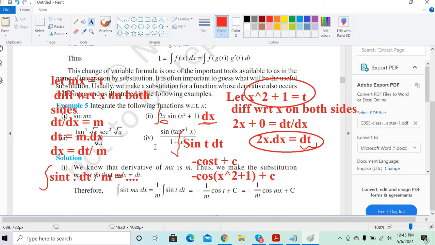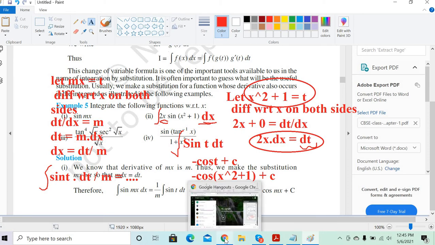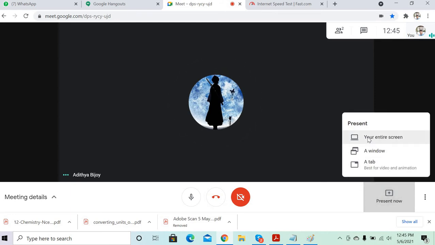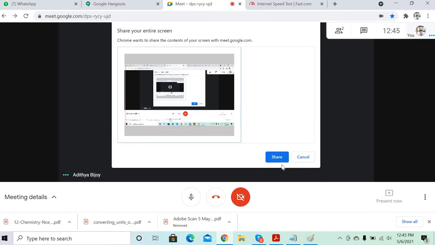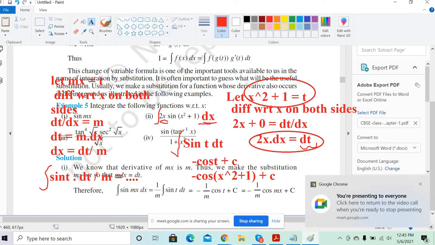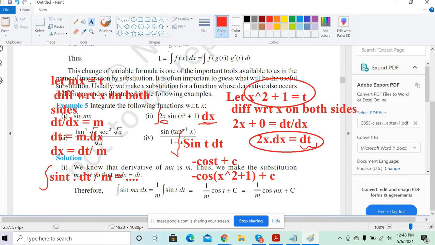Yeah, Vijay. In this one, integration of sin mx dx, why does it become 1 by m integration of sin t dt? Okay, no problem. Good question. Let's try to understand this properly. I'm just sharing our screen with you. Can you see that now? Yes, sir. So I assumed that mx is equal to t. Now I differentiated with respect to x on both sides. So what do I get? dt by dx is equal to m, correct?